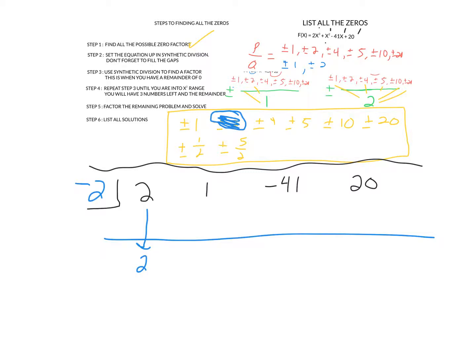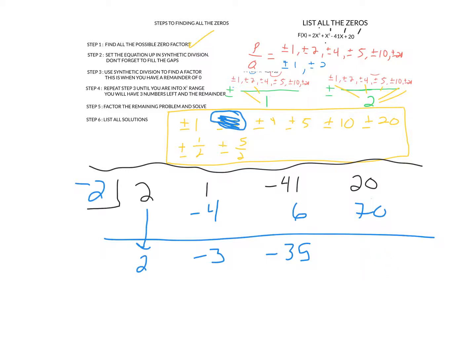All right, so negative 2 times 2 is negative 4. Add down is negative 3. Negative 2 times negative 3 is 6. Adding down, that's going to be negative 35. Negative 35 times negative 2 is positive 70. That gives me 90. All right. Now, again, I did not get a remainder of 0. So that tells me this doesn't work. So 2 is not a factor of this thing at all, positive or negative.